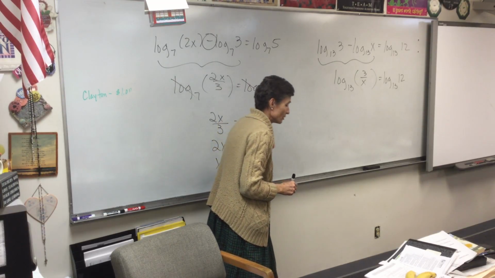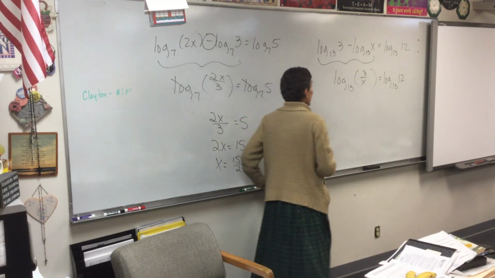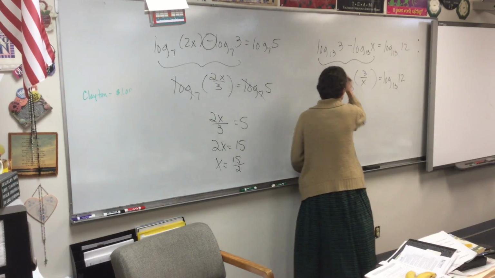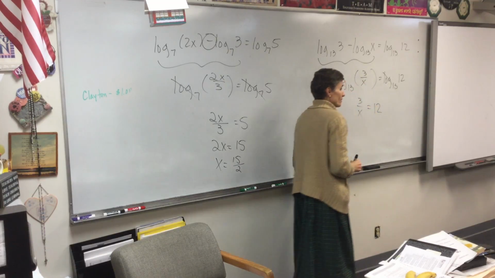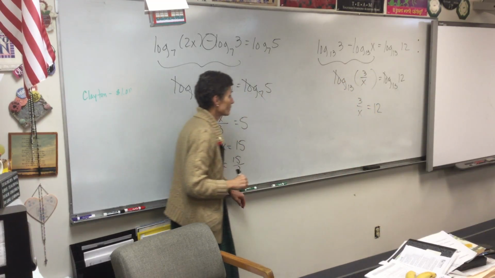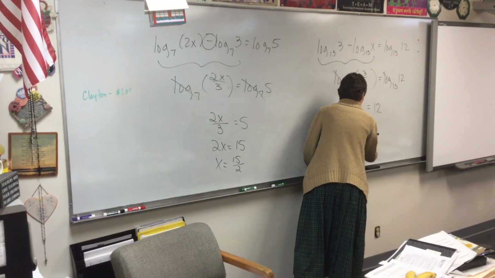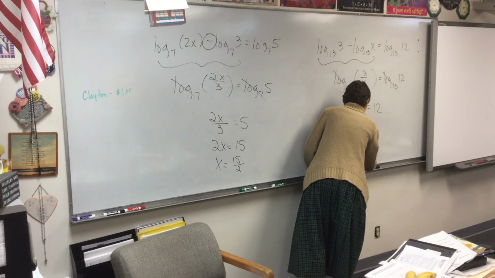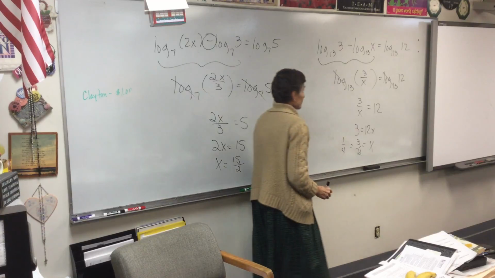Now, Marley, what are you going to do next? Cancel the logs. Yeah, since you have 1 on both sides, you can cancel them out. And we have 3 over x equal to 12. Thank you, Anna. Which means 3 equals 12x. And x equals 3/12 or 1/4.